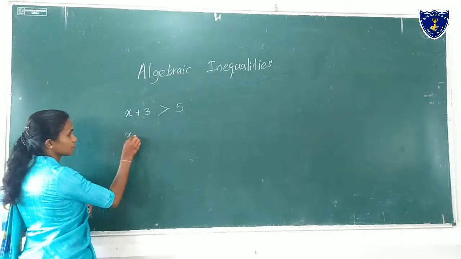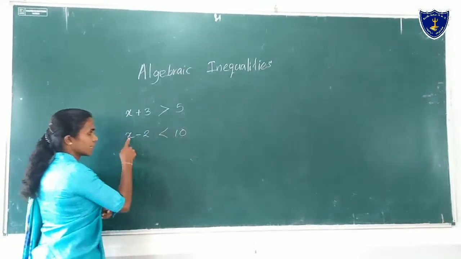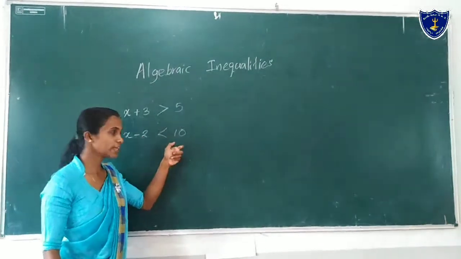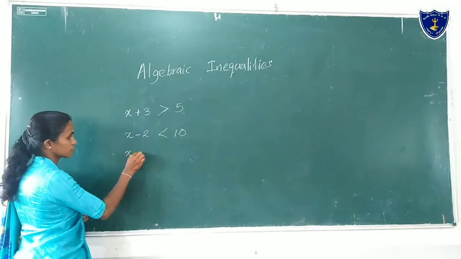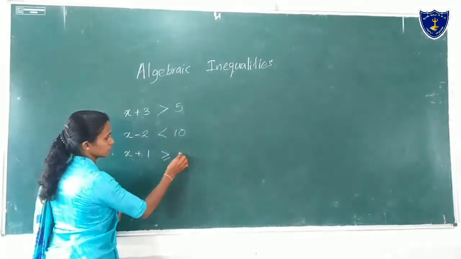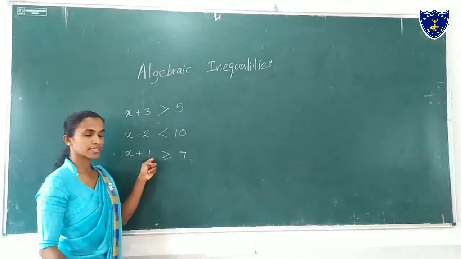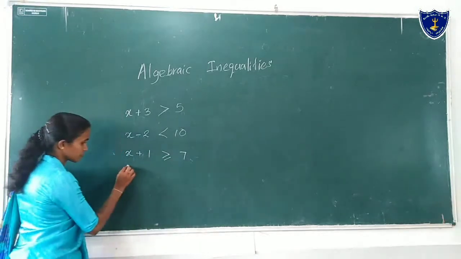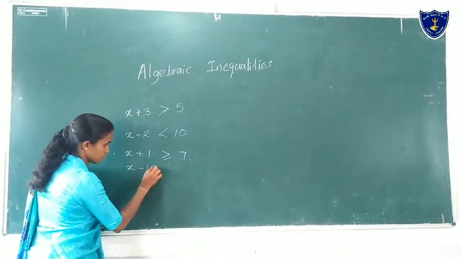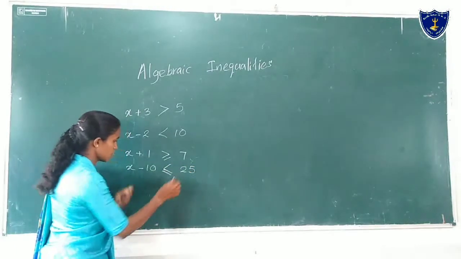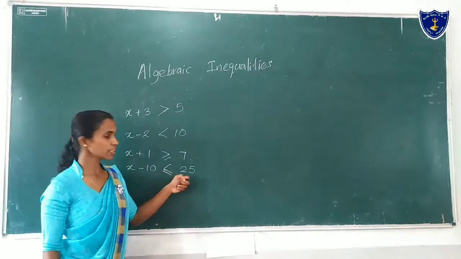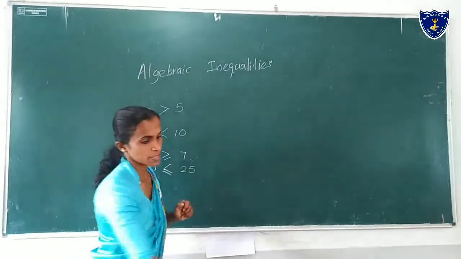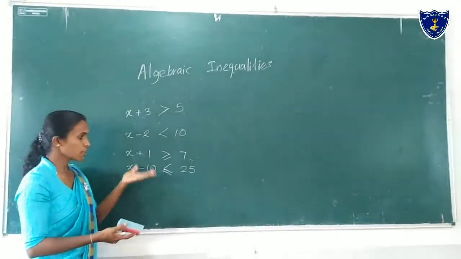Another example, x − 2 < 10. It is also an inequality. x + 1 ≥ 7. x − 10 ≤ 25. These are called inequalities.